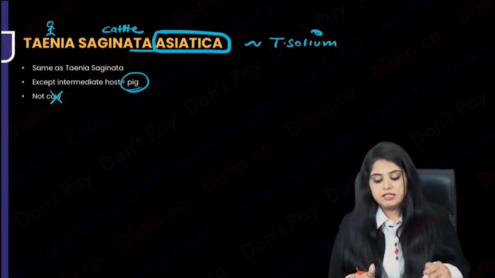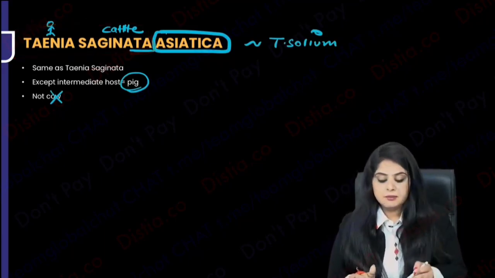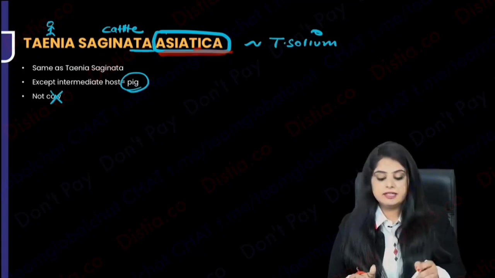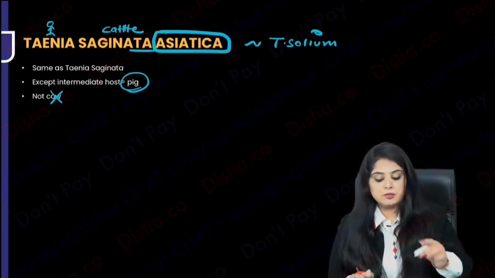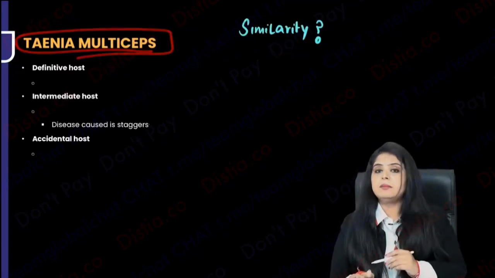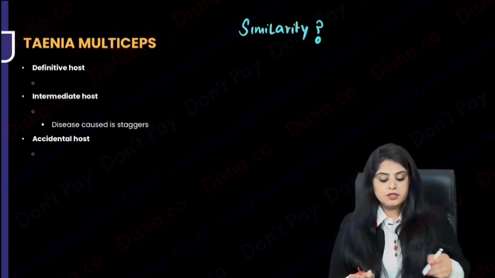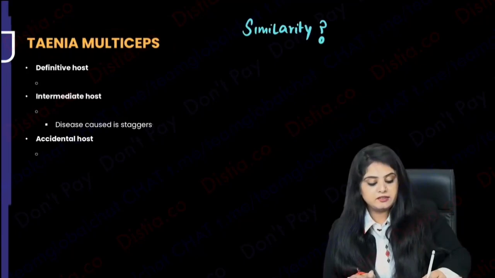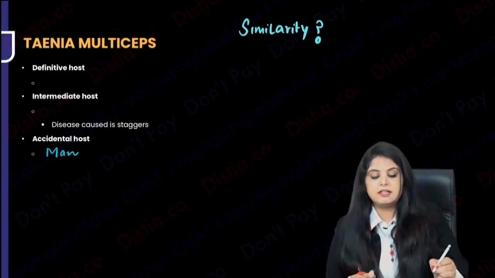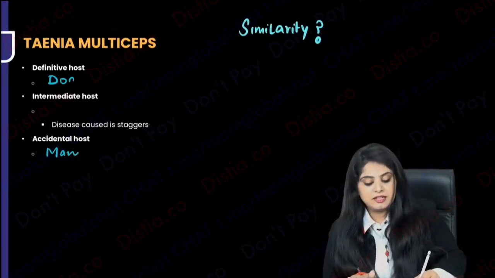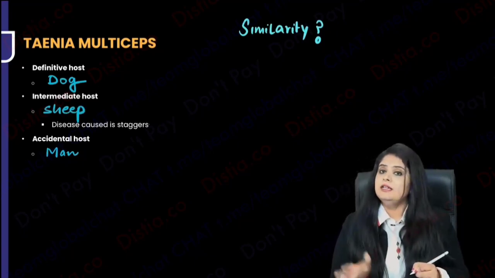So please note, everything is going like Taenia saginata. But if I say Asiatica, the only thing I've done is remove the cattle, then go the solium way. Okay? The next one is known as Taenia multiceps. Taenia multiceps is totally weird. You will realize that humans are not there in its life cycle also. Human has become an accidental host. The primary life cycle is happening between dog and sheep. The life cycle is happening in animals.